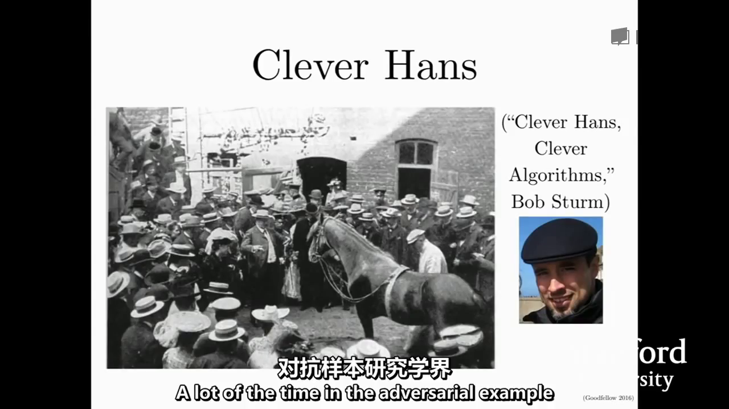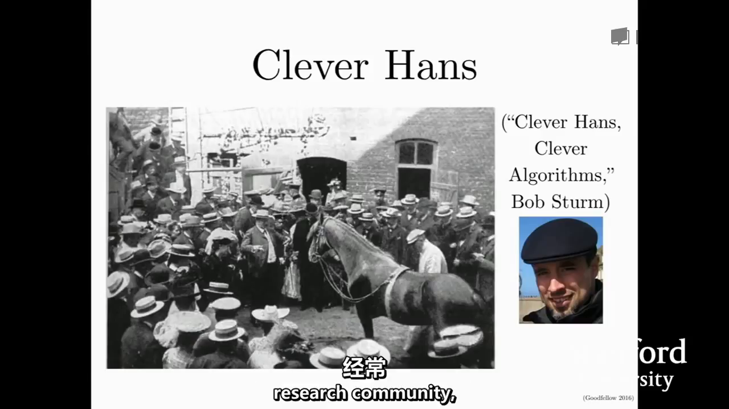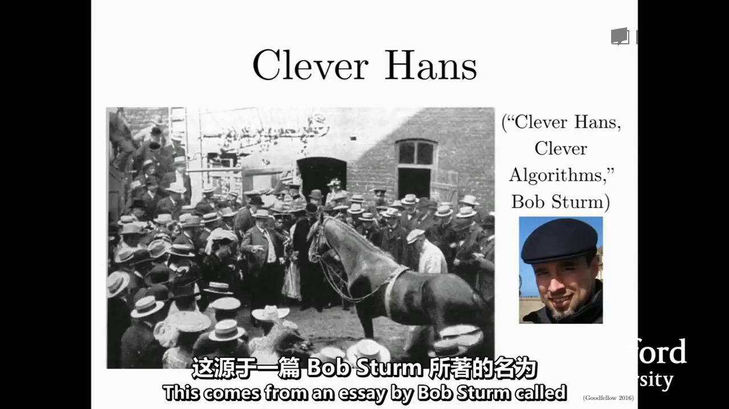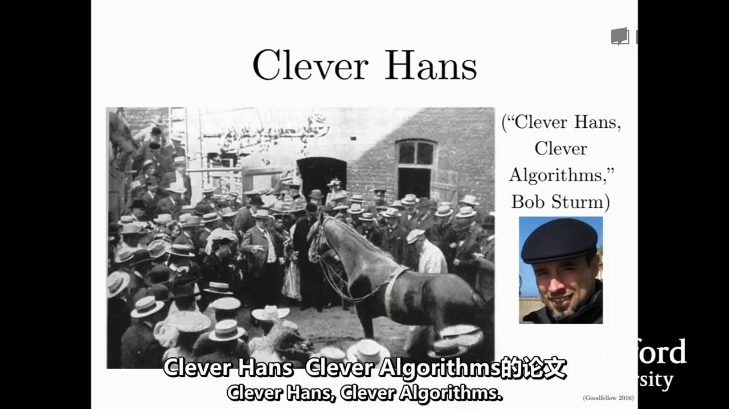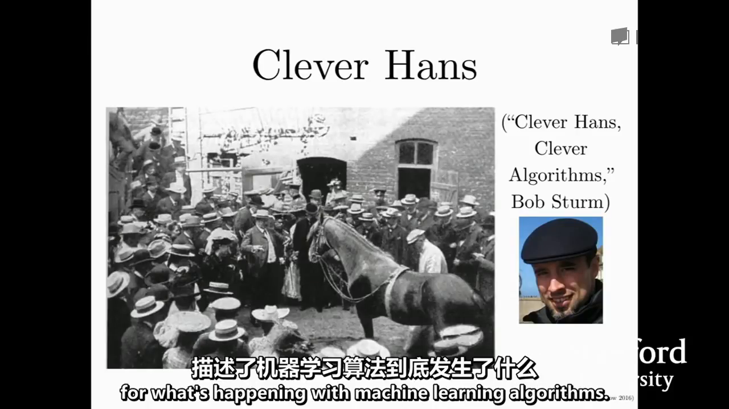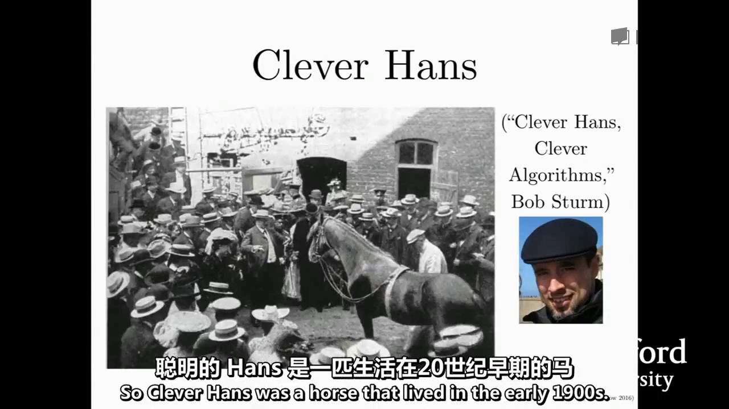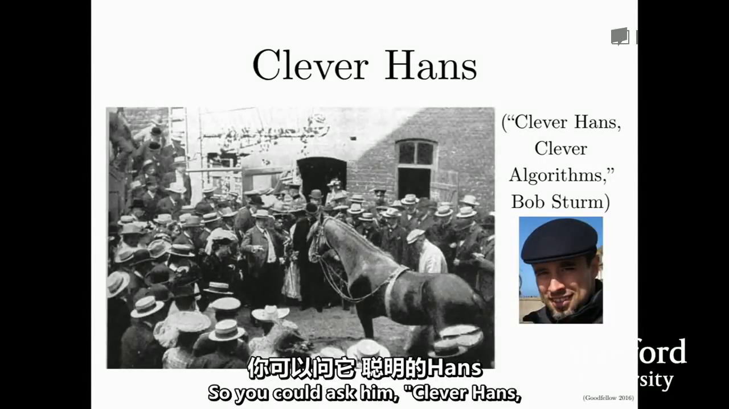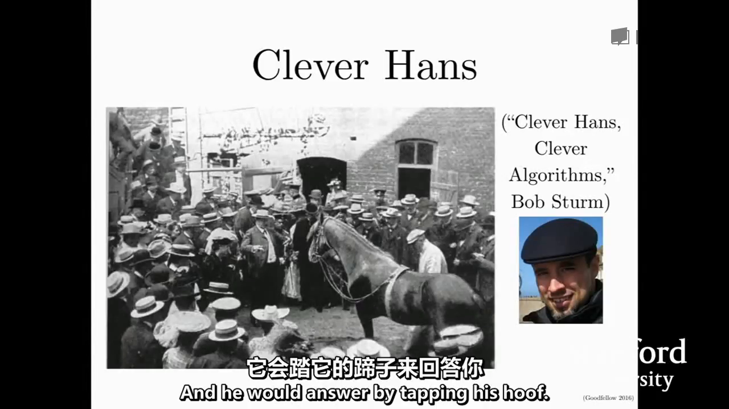A lot of the time in the adversarial example research community, we refer back to the story of Clever Hans. This comes from an essay by Bob Sturm called Clever Hans, Clever Algorithms, because Clever Hans is a pretty good metaphor for what's happening with machine learning algorithms. So Clever Hans was a horse that lived in the early 1900s. His owner trained him to do arithmetic problems. So you could ask him, Clever Hans, what's 2 plus 1? And he would answer by tapping his hoof.